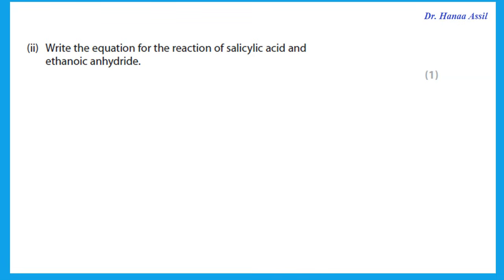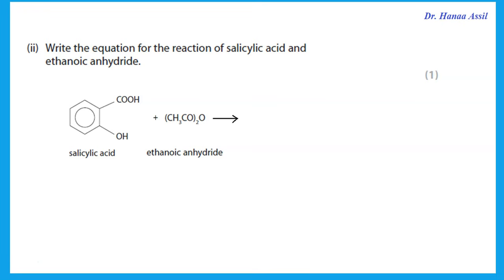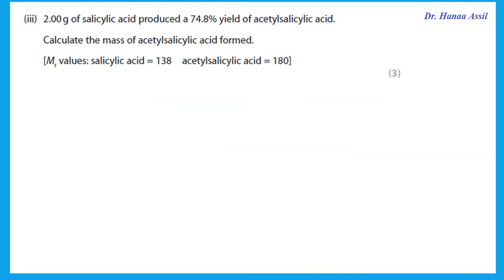Write the equation for the reaction of salicylic acid and ethanoic anhydride. We are told the formula of ethanoic anhydride, and we're told the formula of salicylic acid, and this is the product. We were told this is the product. So what is the other product? You should realize that the other product will be ethanoic acid, because the ethanoic anhydride has 2 of these ethanoic acid groups bonded together. So my other product here is ethanoic acid.